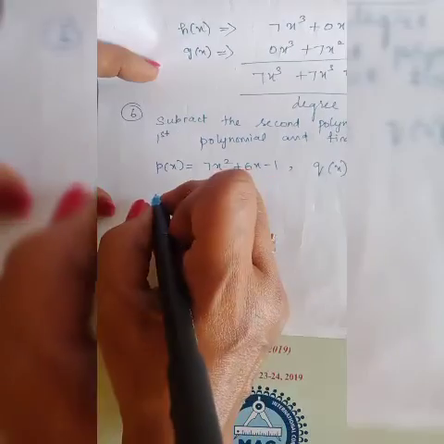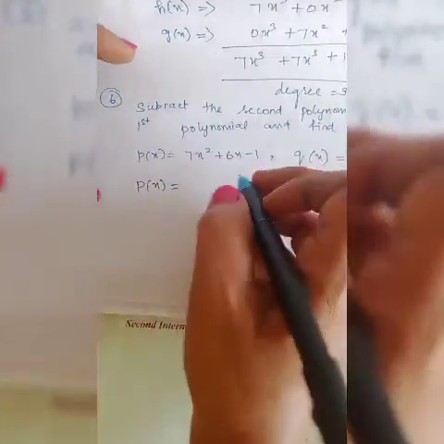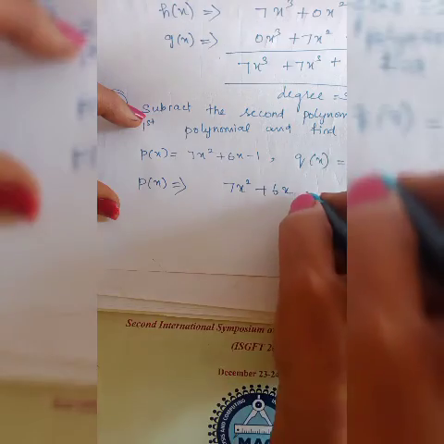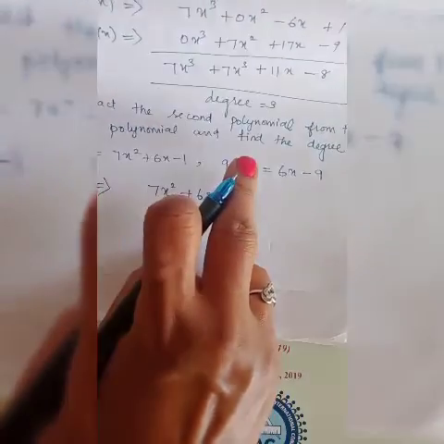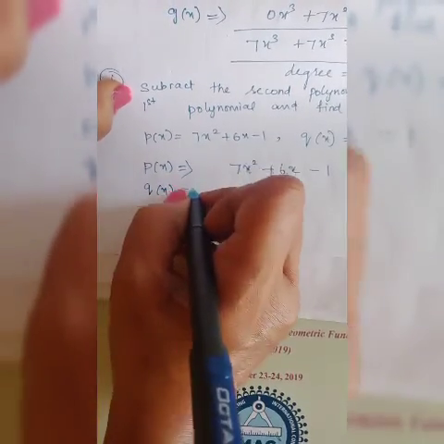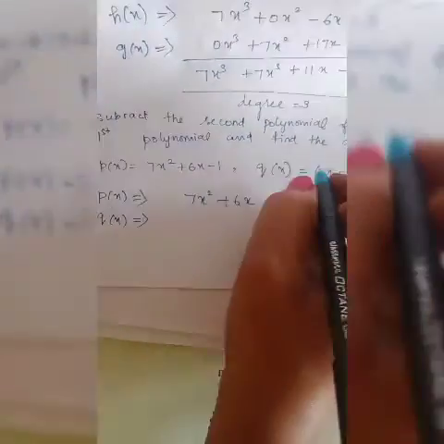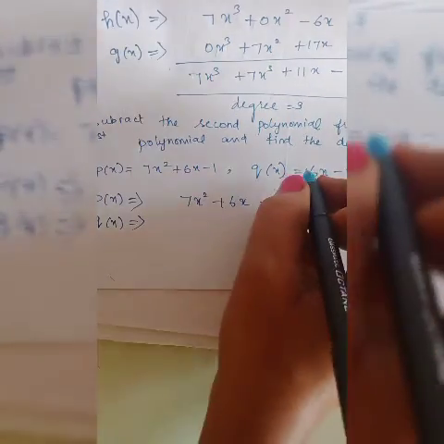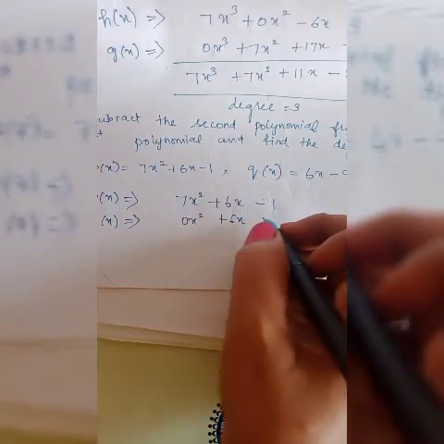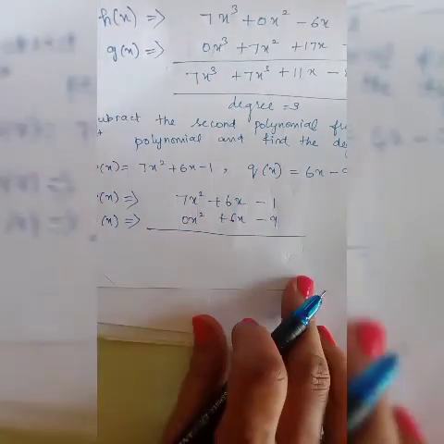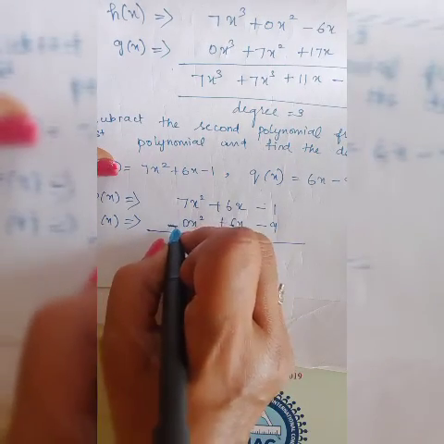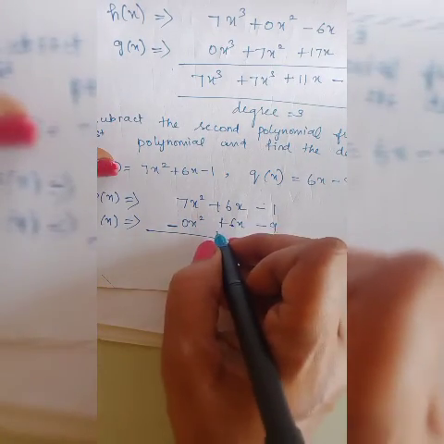So from means we have to subtract from the first polynomial. So you have to write p of x first. P of x is 7x square plus 6x minus 1. You have to subtract q from p. So what is q of x? Q of x is 6x, so no x square term, 0x square, 6x here and minus 9. Because you are going to subtract, please change the sign. Plus becomes minus, plus becomes minus.